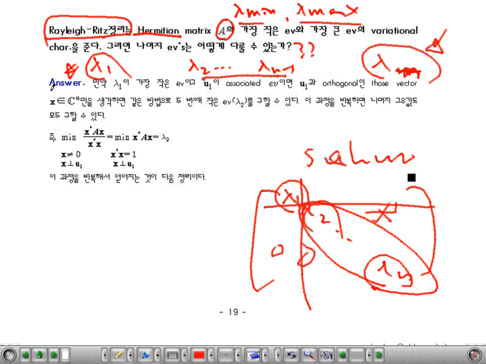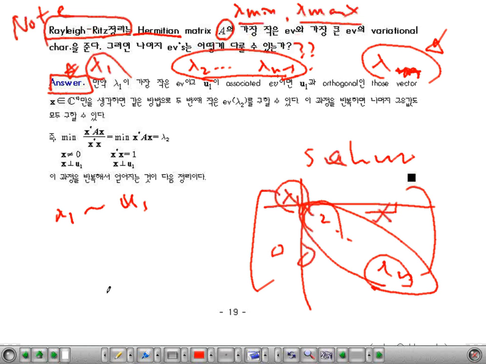Okay, here is the answer. This is the note. Now we think about what kind of information we can get on the remaining eigenvalues. Suppose lambda 1 is the smallest eigenvalue, and u1 is the corresponding eigenvector.